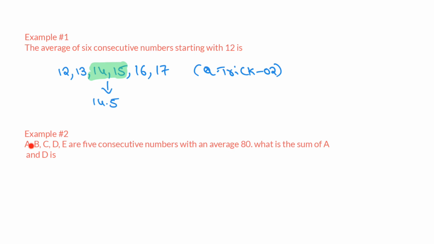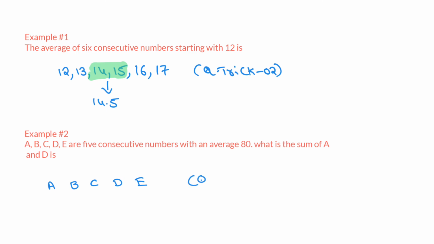Next example: A, B, C, D, E are 5 consecutive numbers with an average of 80. What is the sum of A and D? In the problem definition, 5 consecutive numbers which are designated as A, B, C, D, E are given to us and their average value is 80.